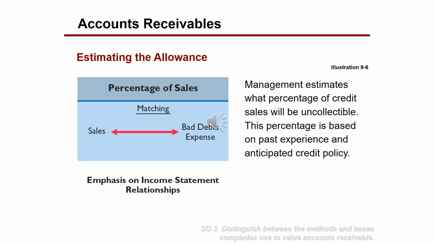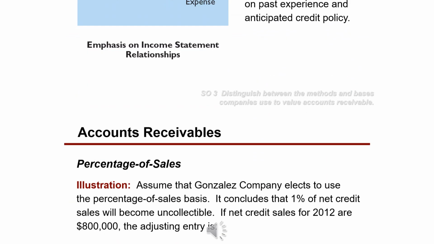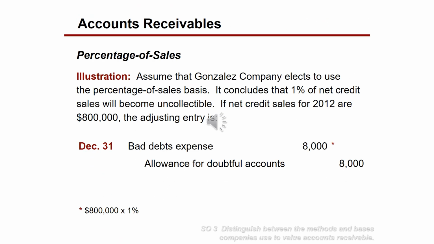In the percentage of sales basis, the management estimates what percentage of credit sales will be uncollectible. Now, this percentage is based on past experience or historical data, as I mentioned, and anticipated credit policy. So the company applies this percentage to either total credit sales or net credit sales of the current year. As an example, let's take a look at this illustration here.